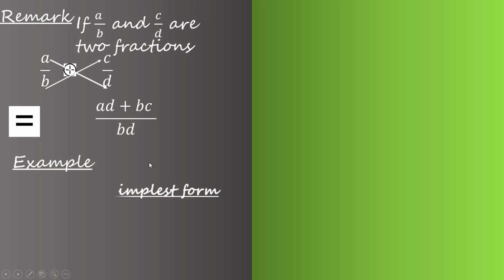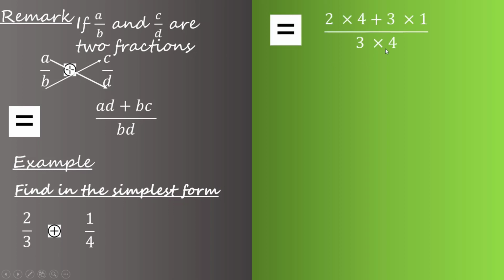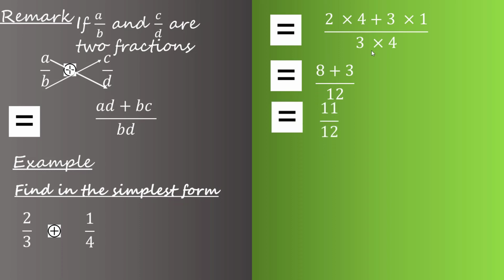For example, if we have 2 over 3 plus 1 over 4, just multiply 3 by 4 to find the new denominator, which is 12. And 2 times 4 equals 8, plus 3 times 1 equals 3. So 8 plus 3 over 12. We can write 2 times 4 plus 3 times 1 over the product 3 times 4. So it will be 8 plus 3 over 12. So it will be 11 over 12 in the simplest form.